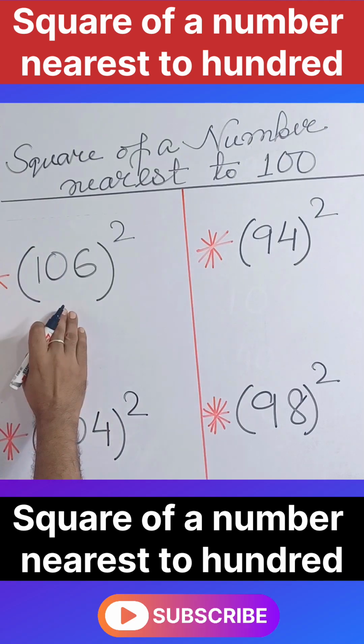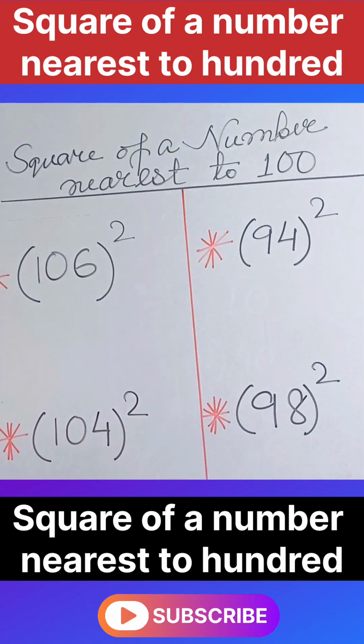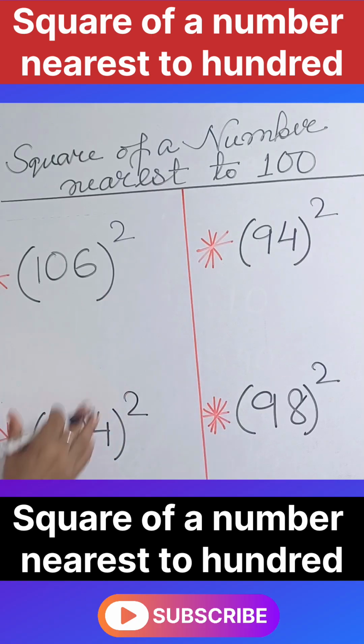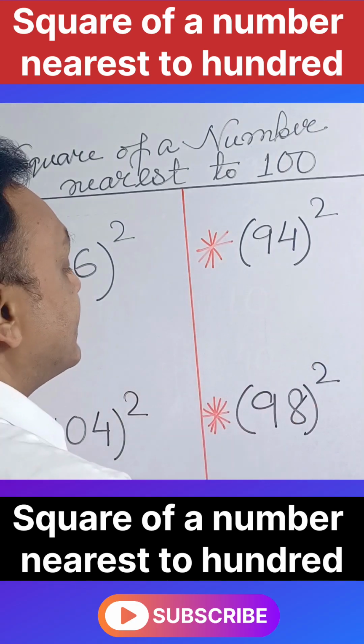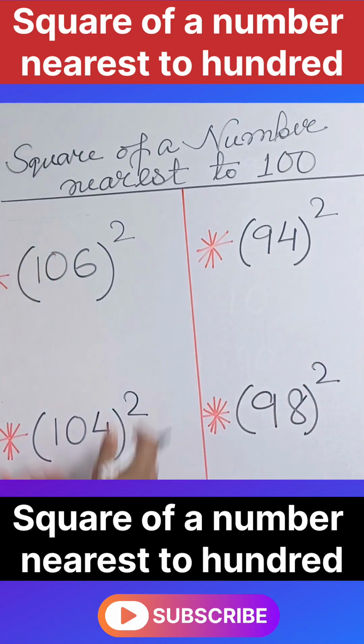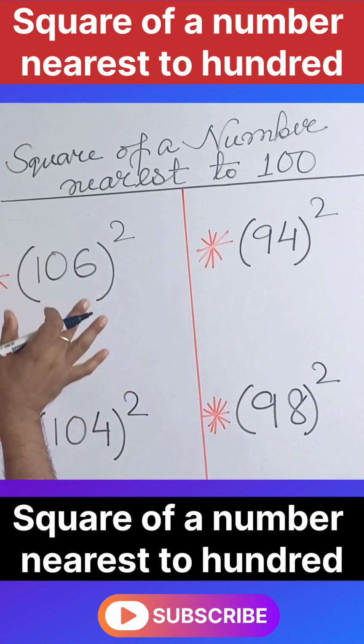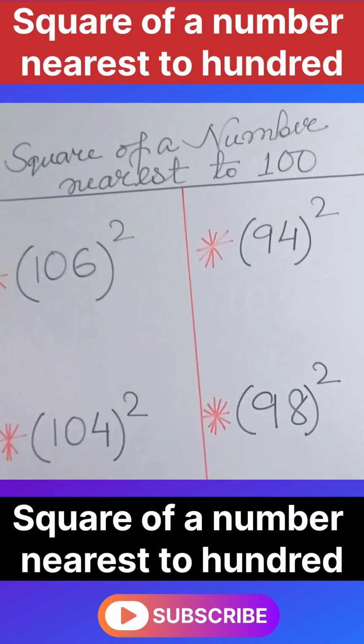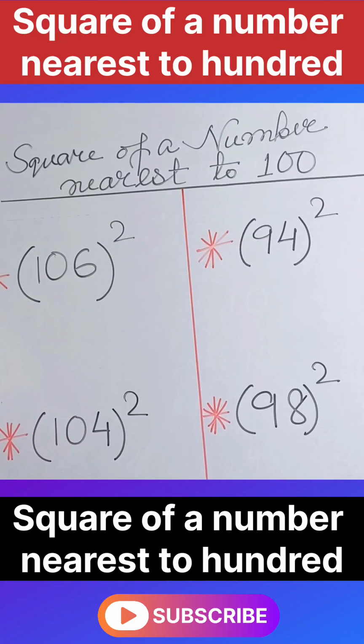The trick is that there are 4 different types of questions. These two are 3-digit numbers, and you have to find the square. Here are 2-digit numbers, and you have to find the square. For a 3-digit number, the trick is different from the 2-digit number. So first I will solve the 3-digit numbers.